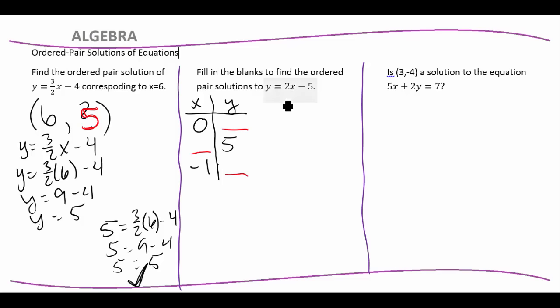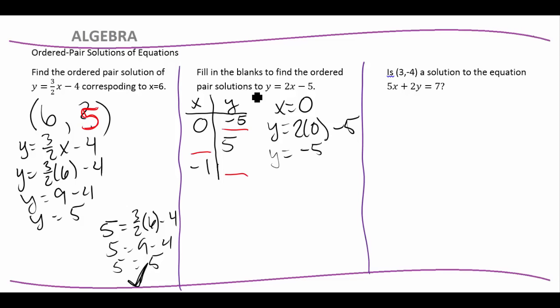So let's start off with the first row. We're going to have where x equals 0. And so we're going to plug in our 0 for x. So we're going to have y equals 2 times 0 minus 5. 2 times 0 is 0, so y equals negative 5. That's going to be in our first blank on the first row.